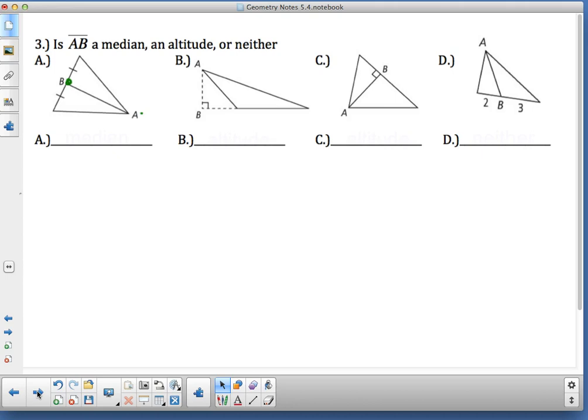Remember, go back to the definitions. Medians go from the midpoint to the vertex opposite it. Altitudes are perpendicular to a side, or a line that contains the side, and go to the vertex. So check them out.